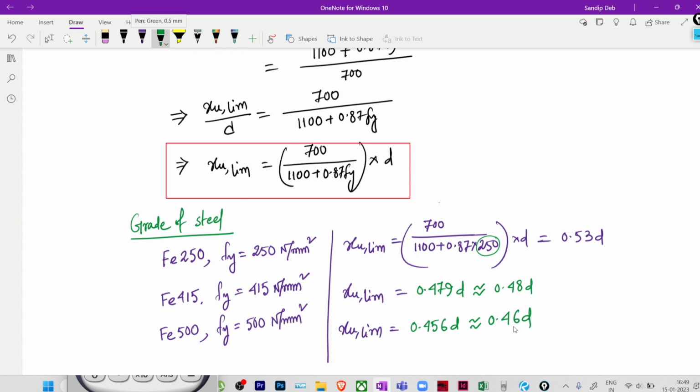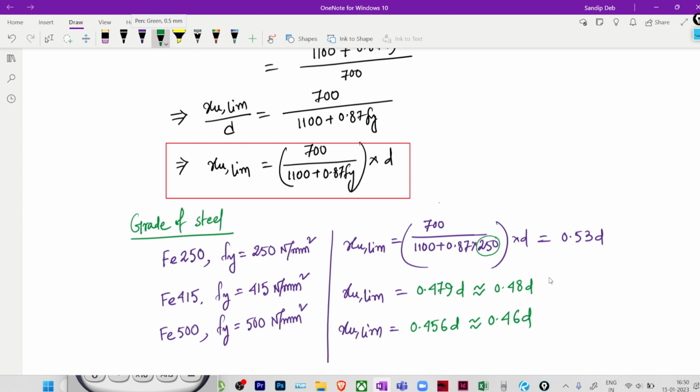So whatever steel grade you have, depending on that, you can find out the limiting depth of neutral axis. What will happen if the limiting depth crosses this particular value? It will lead to brittle failure. That means the section is over reinforced and it will lead to brittle failure. If the neutral axis depth is less than that, then the section is under reinforced, which is desirable, that the steel should fail first.